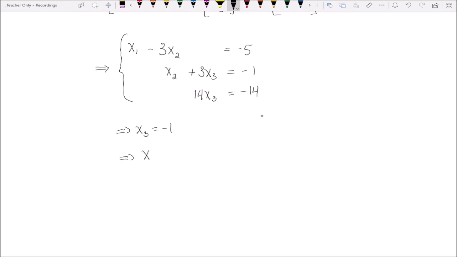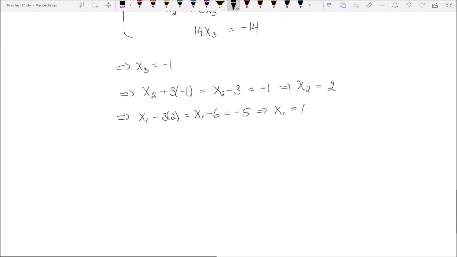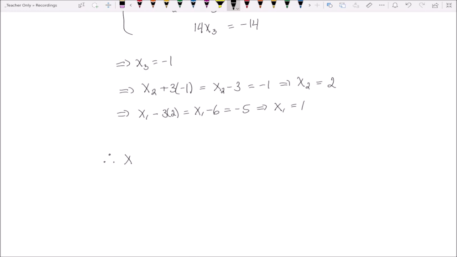Right, so that means that x2 plus 3 times negative 1, which is going to give us x2 minus 3, has to equal negative 1. And so we get x2 is 2. Which means that x1 minus 3 times 2, which is x1 minus 6, has to equal negative 5. And so x1 is positive 1. Right, and so our solution to the system is 1, 2, negative 1.